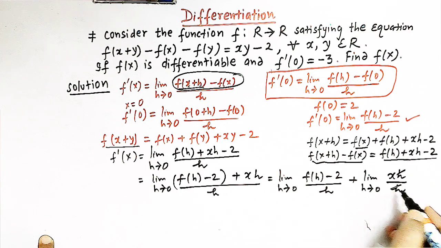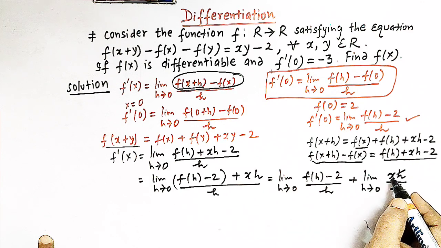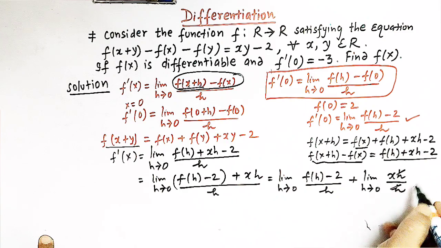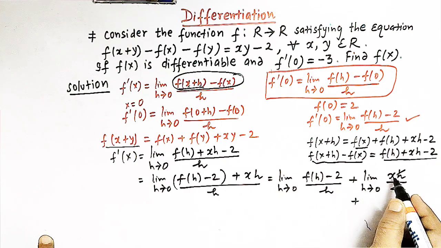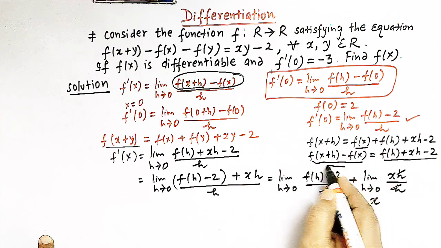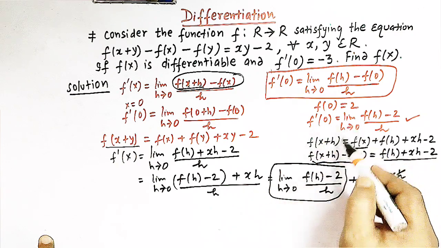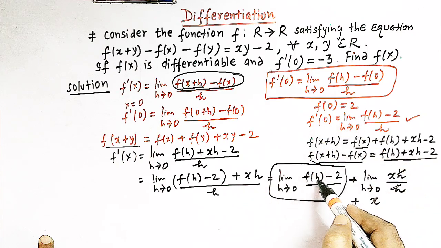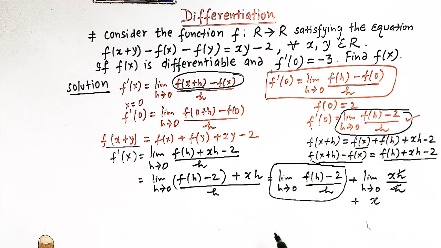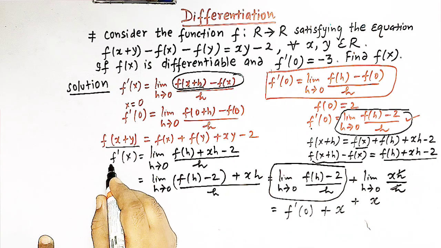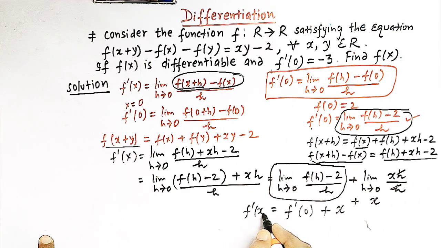Now this h and this h get cancelled, so now we have simply x, and this term is independent of h, so we can omit this limit notation in the next step. So we have simply x, right? And here we have this limit. Now see, this limit, that is limit h tends to 0, f of h minus 2 divided by h, is given by f prime of 0. So here we have f prime of 0 for this limit, and here we have simply x, right? So now the derivative f prime of x is equal to f prime of 0 plus x.